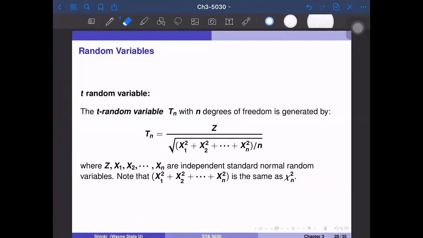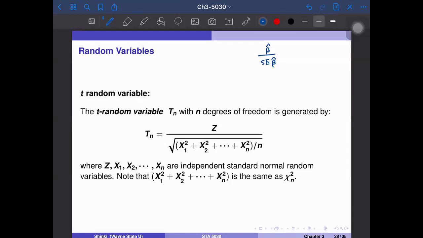Hi everyone, the next topic is the t random variable and t distribution. This distribution or random variable is motivated by a quantity, some estimate of beta divided by the standard error of beta hat. This is sometimes called signal to noise ratio in engineering.